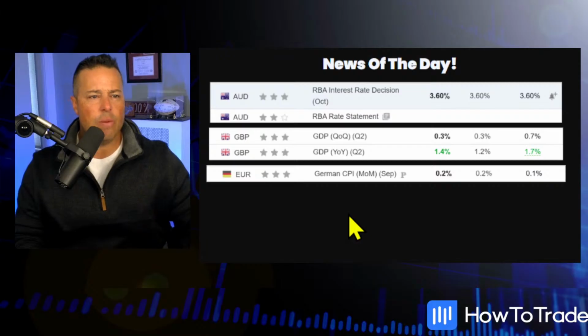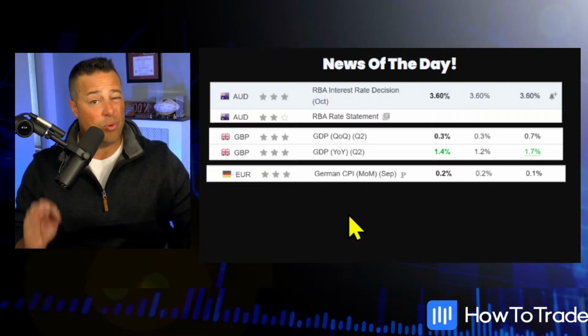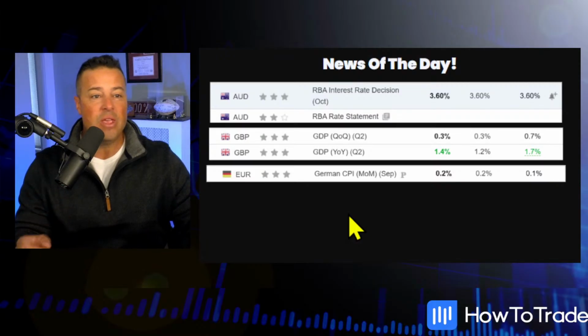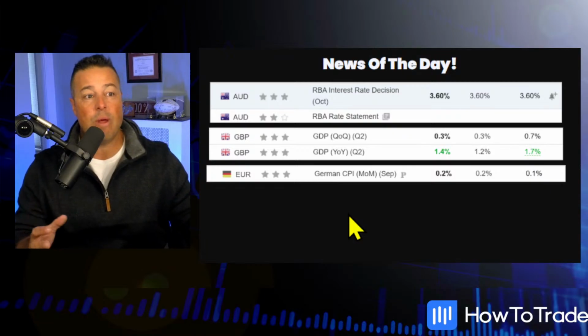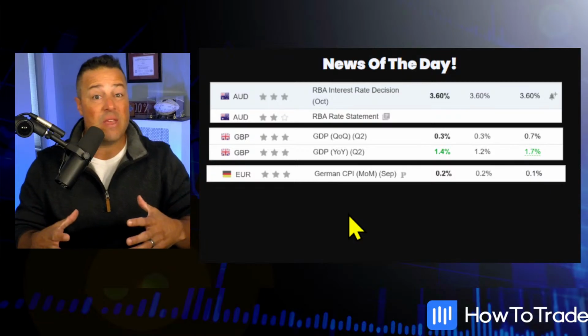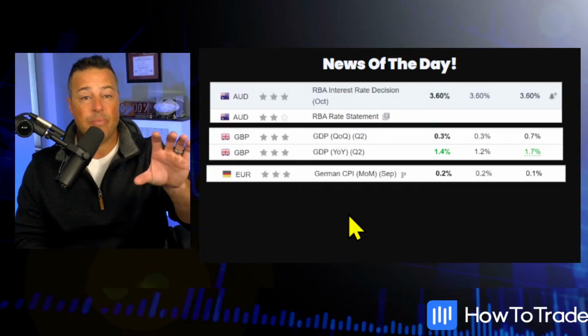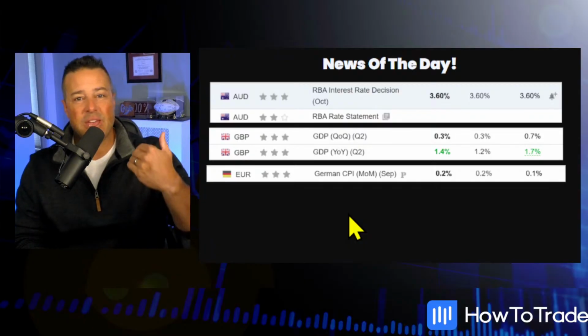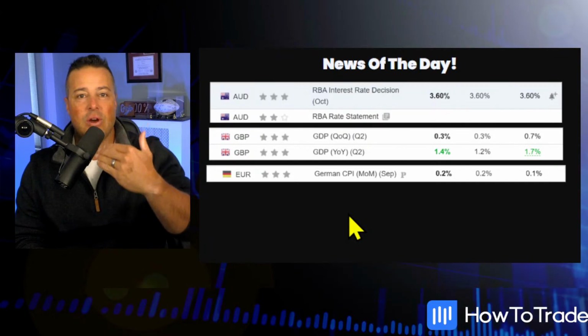And then also German CPI came in. This is a preliminary figure. Came in at 0.2%, and that was as expected, above 0.1. Remember, Germany's sort of the biggest economy in the EU. So when you look at Germany's CPI, you have to think, okay, will that inflation impact the euro? And the answer is yes.